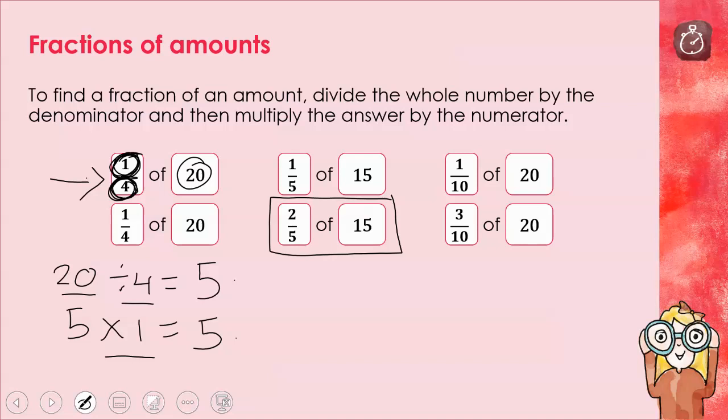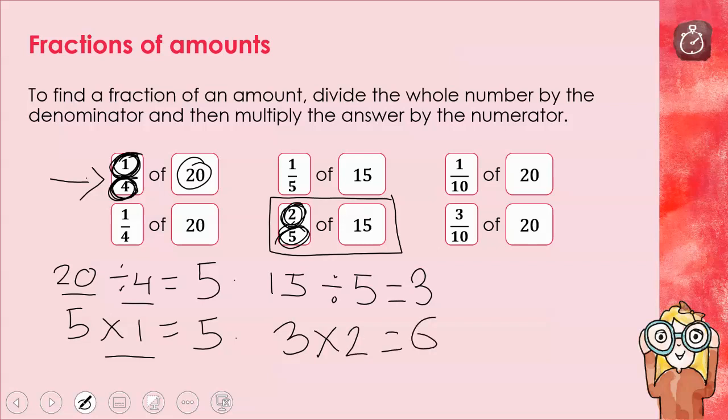So my step-by-step guide, I take the whole number and I divide by the denominator, because that's how many equal parts I've split 15 into. And 15 I'm splitting into 5 equal parts. Each of those equal parts is worth 3. Now, I don't just want one of those equal parts. My fraction tells me I want 2 of those equal parts. So I'm getting that 3, and I need to multiply it by 2. That gives me 6. So step 1, divide by the denominator. Step 2, multiply by the numerator.